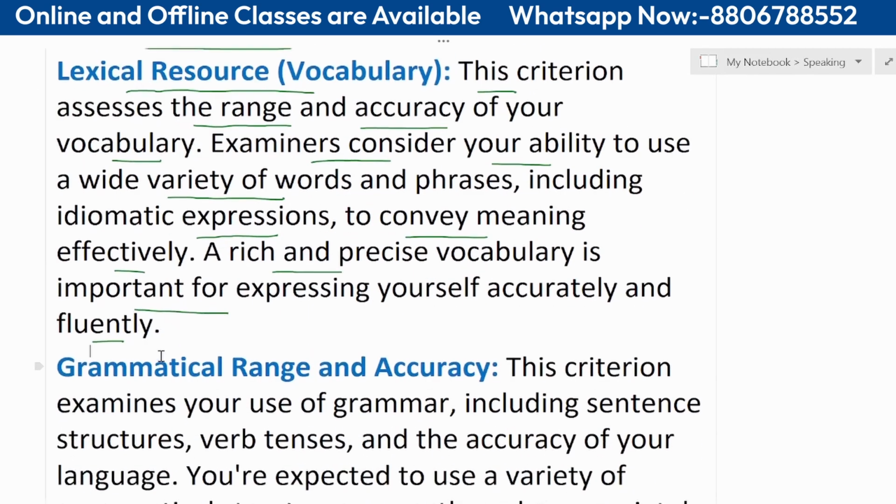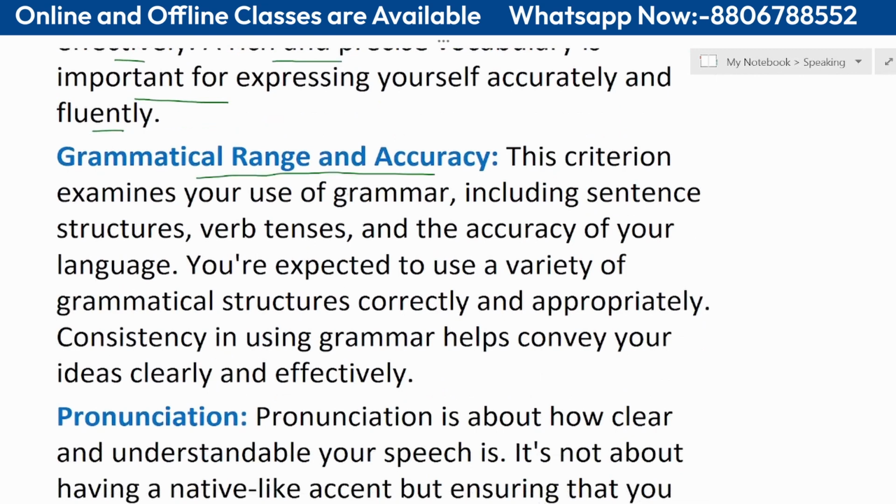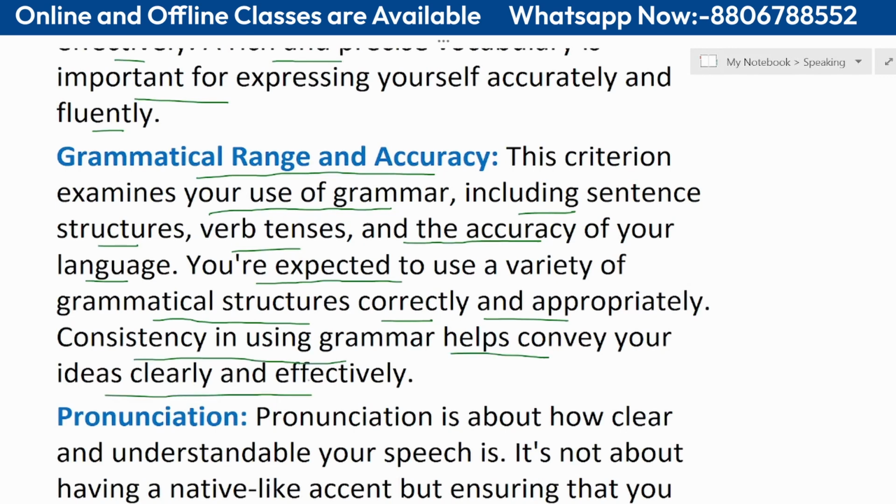The next criterion is your grammatical range and accuracy. This criterion examines your use of grammar, including sentence structures, verb tenses, and accuracy of your language. You are expected to use a variety of grammatical structures correctly and appropriately. Consistency in using grammar helps convey your ideas clearly and effectively.